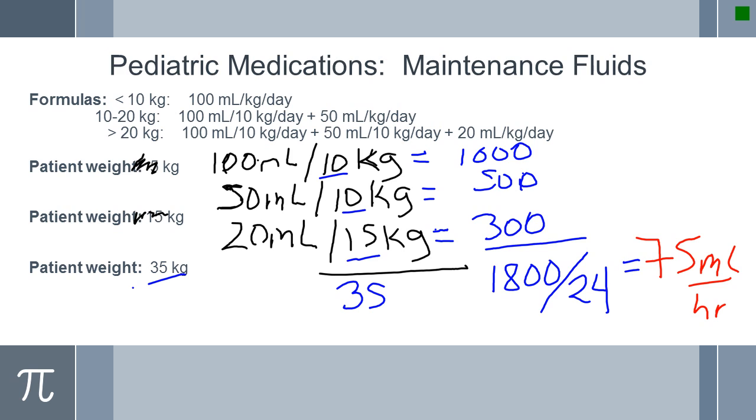So make sure that you memorize these. Make sure that you understand how it's the less than 10, 10 to 20, greater than 20, how the middle lines, the kilograms, are always going to add up to your total kilograms, and then you have to divide everything by 24 at the end. And this should get you through the PD math.